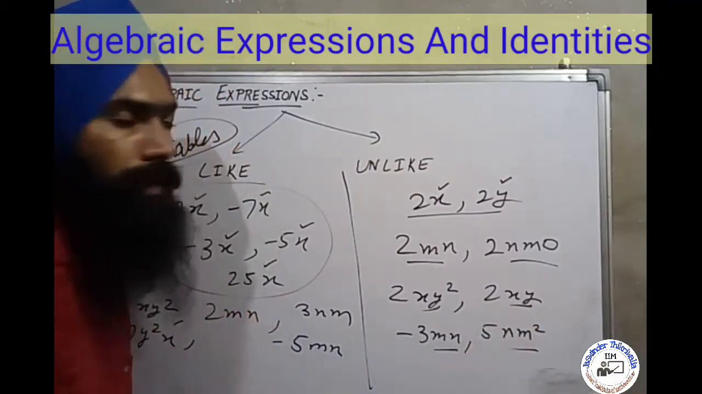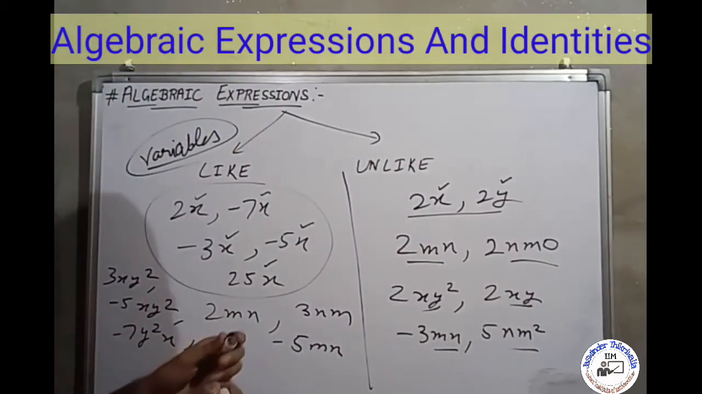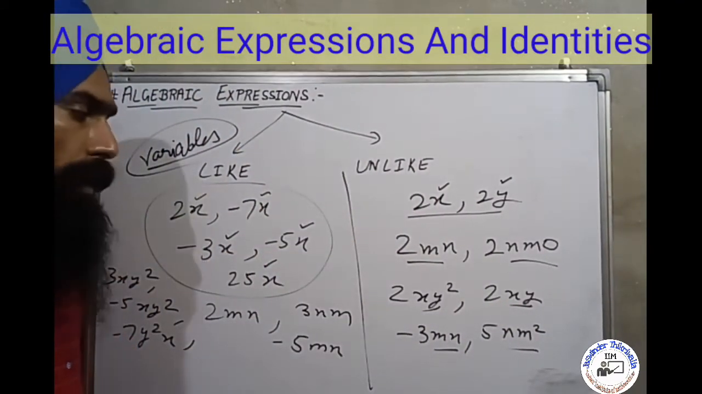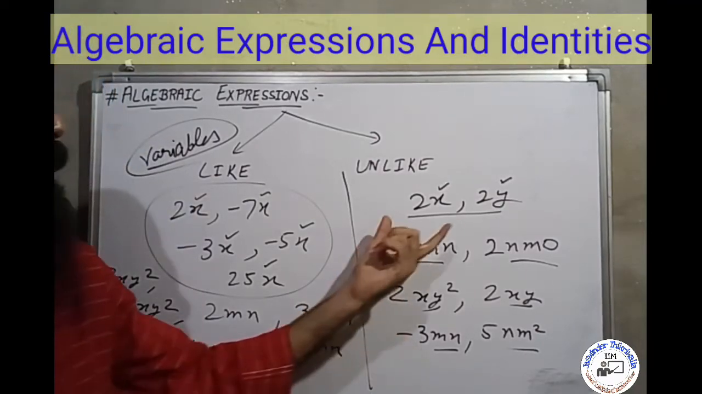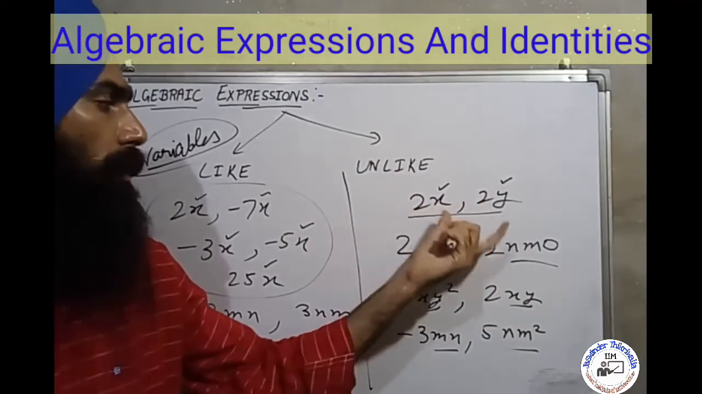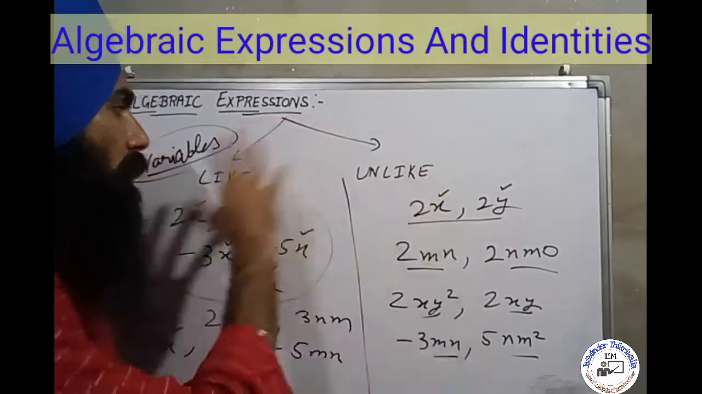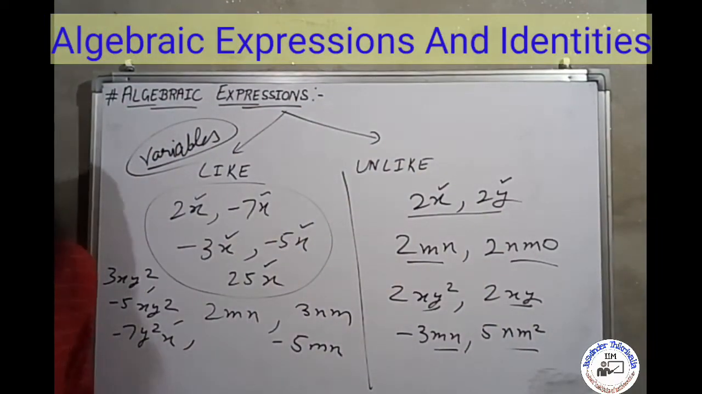सारे variable अलग अलग ने. जे इको जे आगे तो like हो गया, जे नहीं इको जे variable तो unlike. Coefficient ਦਾ ਇਹਨਾਂ ਤੇ ਕੋਈ ਫਰਕ ਨਹੀਂ ਪੈਂਦਾ. ਦੇਖੋ ਇਹਦੇ coefficient ਤਾਂ same ਨੇ, ਪਰ variable ਦਾ effect ਪੈਂਦਾ. ਠੀਕ ਹੈ. These were the examples of like and unlike terms.